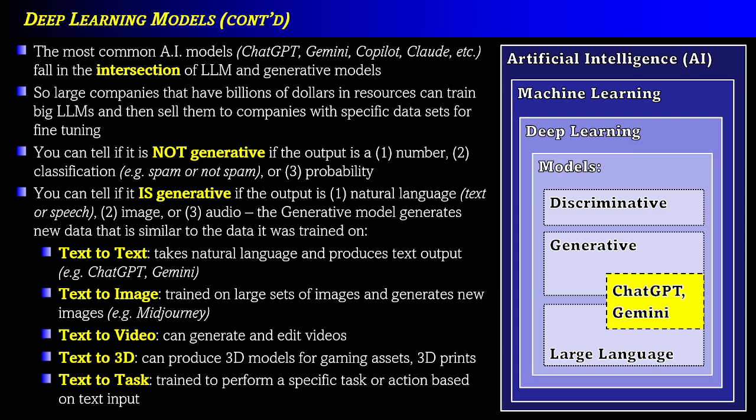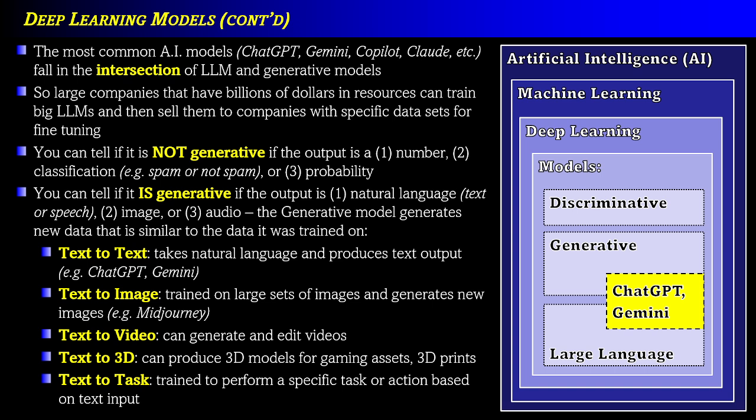Now, you can tell if it is a generative model if it's outputting natural language to you. So it's essentially talking to you through text or through speech, or it's outputting an image that you ask it to generate, or audio, or even video. The generative model generates new data similar to the data that it was trained on.